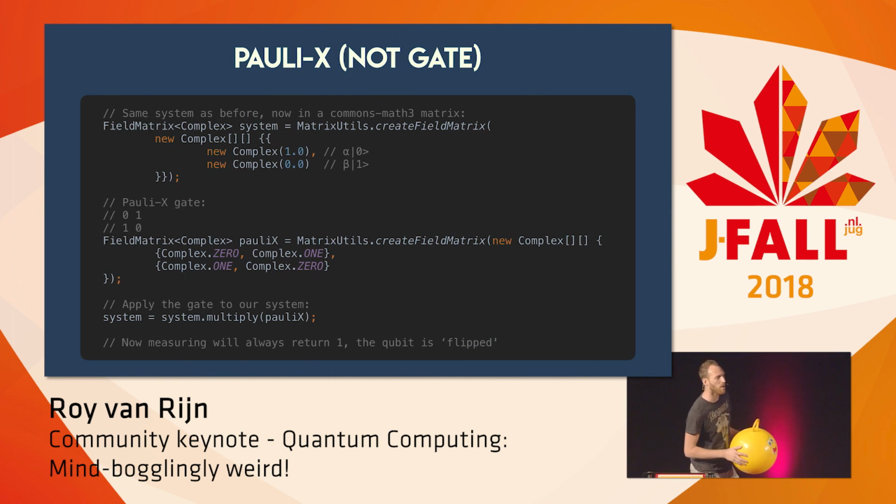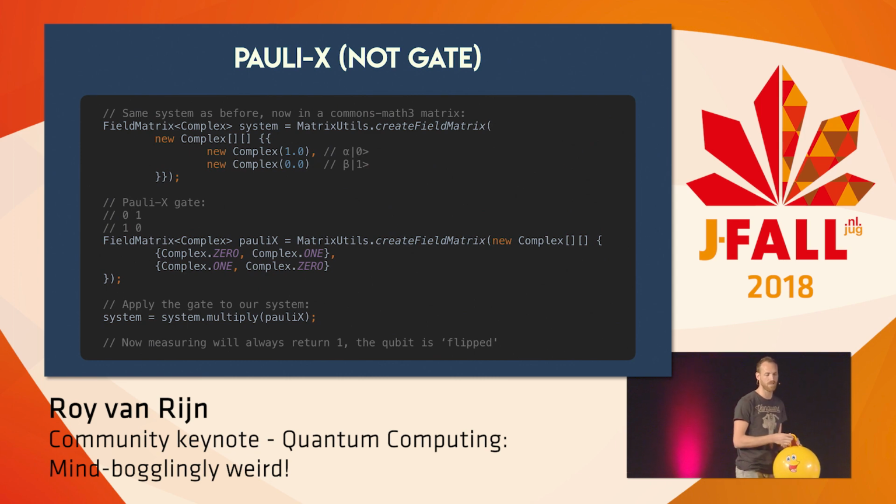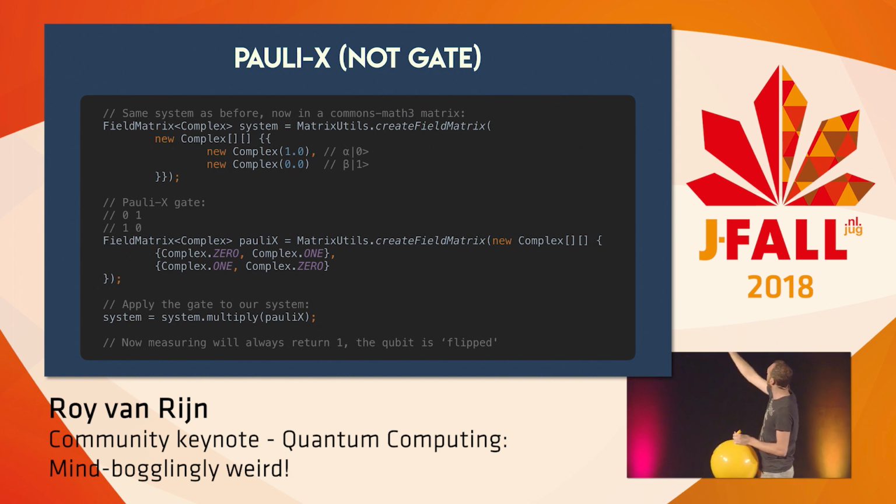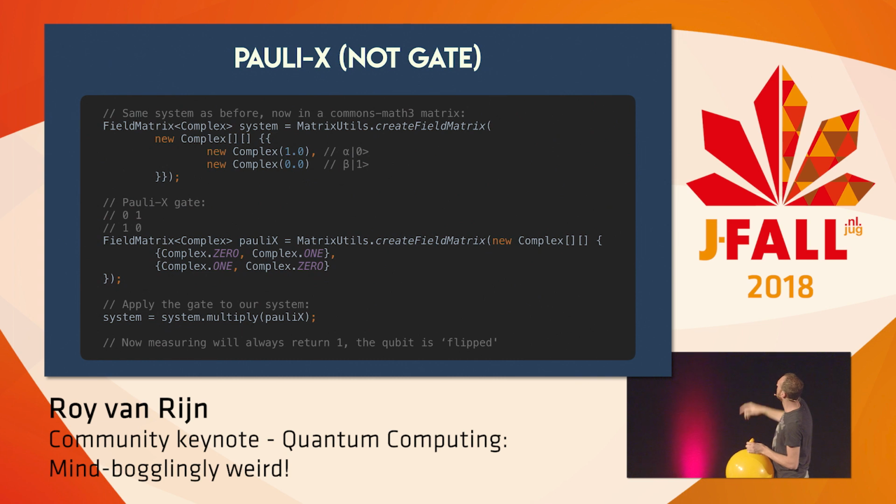So how would we make a Pauli X gate in code? Well, just like before, we still have the qubit, which is initialized as 0. But now we have this matrix, and it's 0, 1, 1, 0. And we can just apply it using Commons Math. We don't have to write any hard code. This is it. This is all you need to write a quantum computer simulator.